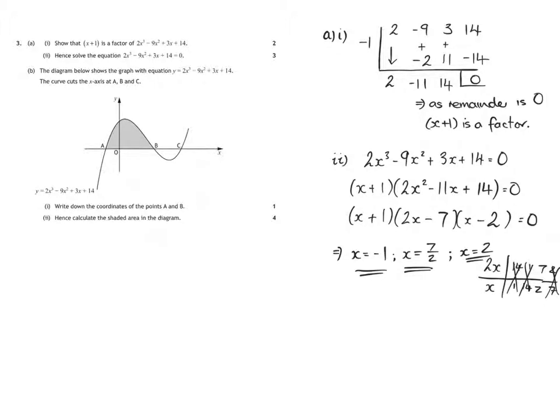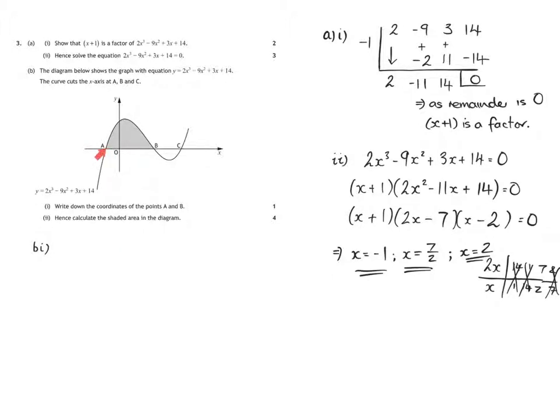Right, so for part B, it's showing us a diagram. It says the diagram below shows the graph with equation y equals 2x cubed minus 9x squared plus 3x plus 14. And we have the curve cuts the axis at A, B and C. So for part B1, we've been asked to write down the coordinates of A and B. So we found the coordinates of A, B and C in part 2 of part A. So it's x is minus 1, x equals 7 over 2 and x equals 2. So 7 over 2 is 3.5.